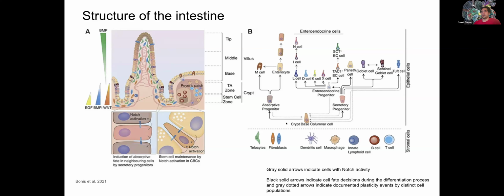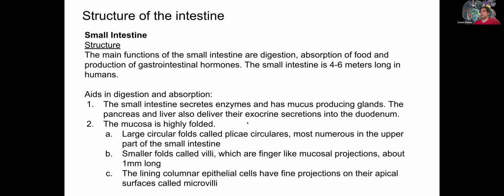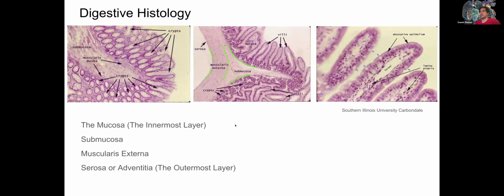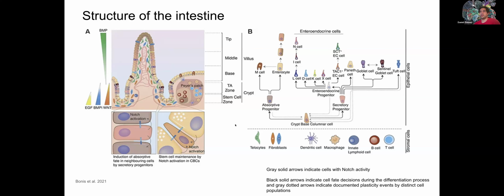So you can see that there's Notch activity in between these cells that really activates the different CBCs. So the structure of the intestine is simple yet diverse, and the intestinal mesenchyme space is more stroma. Then I went over some of the different signaling proteins: BMP, EGF, BMP-I, and WNT. So these are different signaling genes and proteins that are in the structure of the intestine.